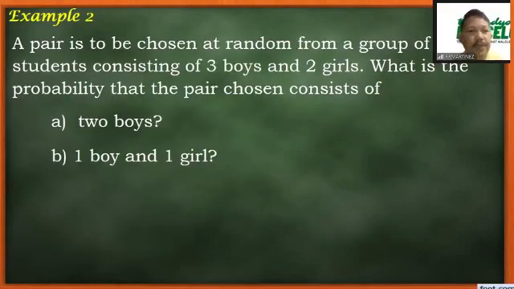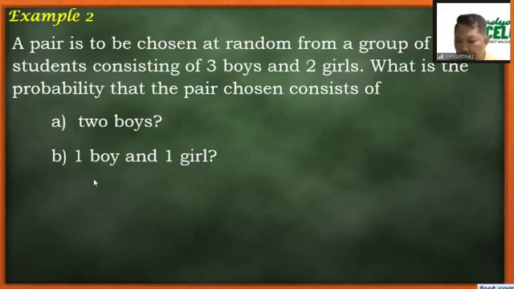For example number 2, a pair is to be chosen at random from a group of 5 students consisting of 3 boys and 2 girls. What is the probability that the pair chosen consists of, letter A, 2 boys, letter B, 1 boy and 1 girl? Take note, class, we are looking for a pair.